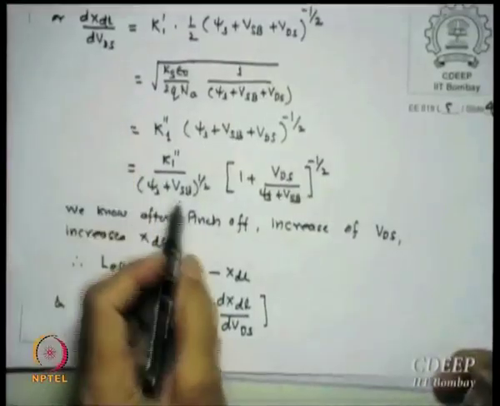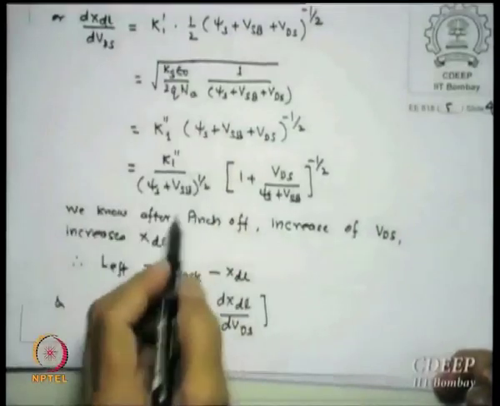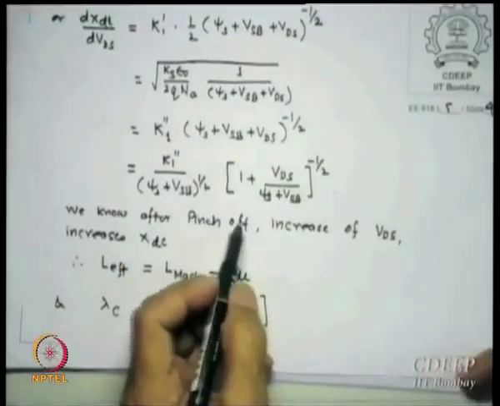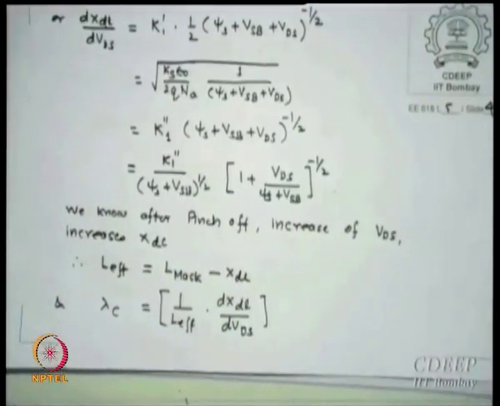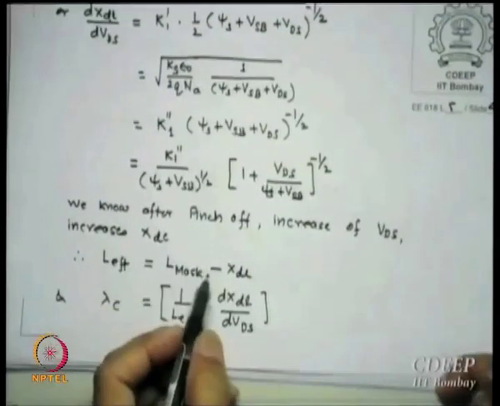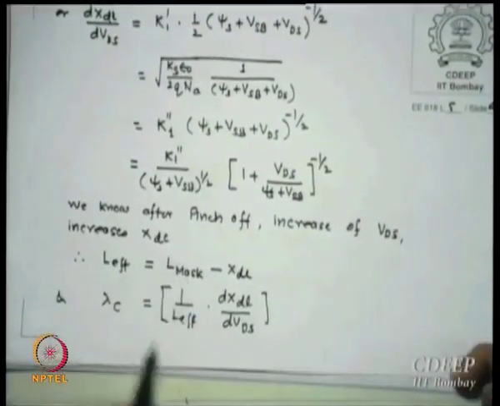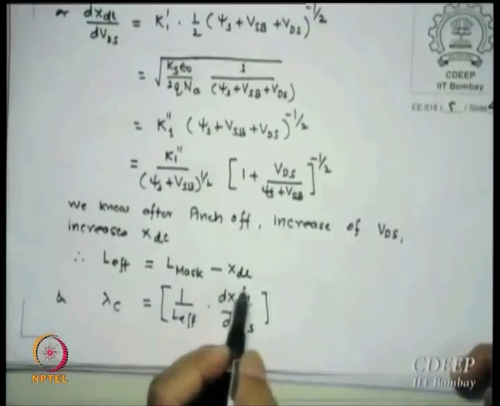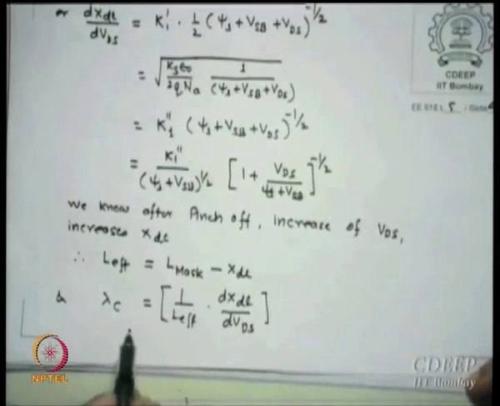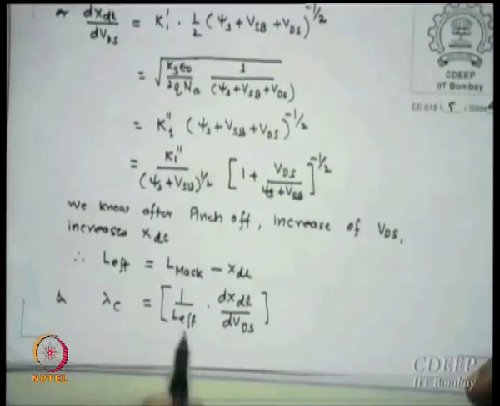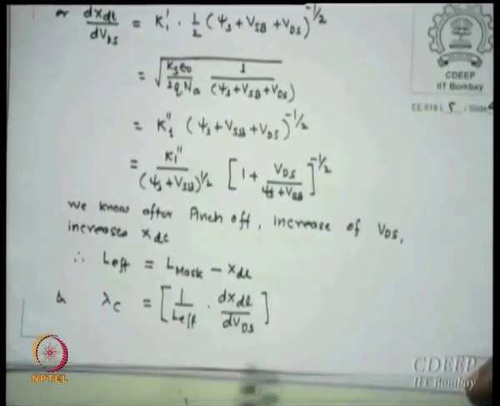So I did this differential, you can do it yourself, the final expression you can write. After differentiating it, this can give me XDL versus VDS, K1 prime, the other constants I took care of, it is (psi s plus VSB) to the power half, 1 plus VDS upon (psi s plus VSB) to the power half. We know after pinch off, increase of VDS increases XDL. So the L effective is L mask, that is the actual channel length you keep, minus the depletion layer, and then we define the channel length modulation lambda as 1 upon L effective times dXDL by dVDS.